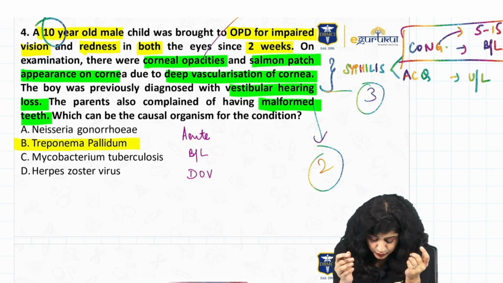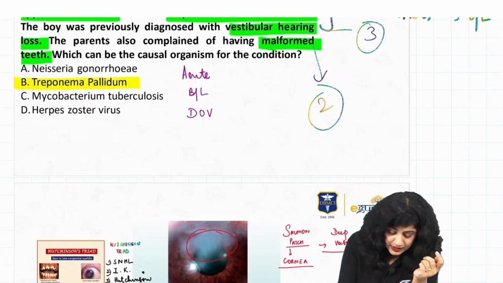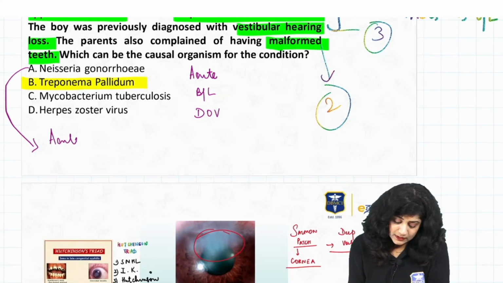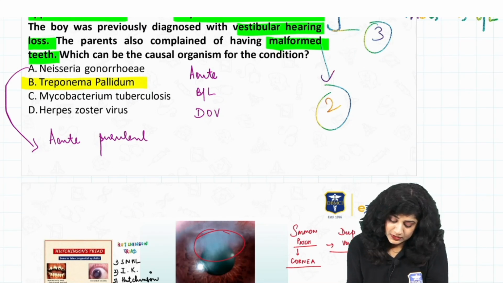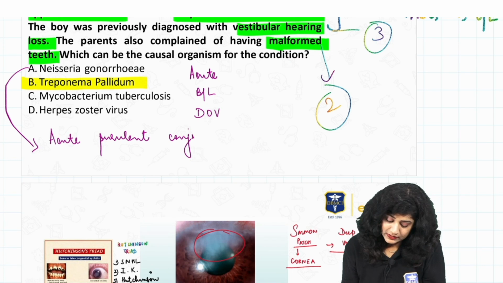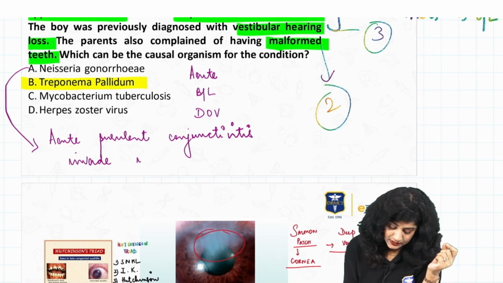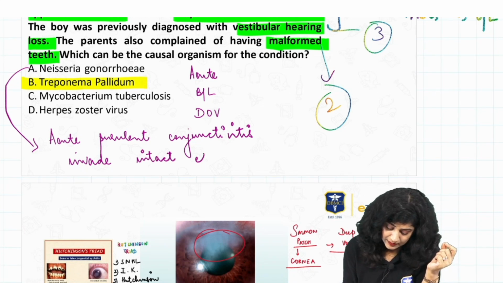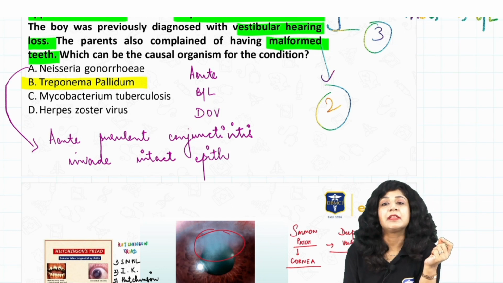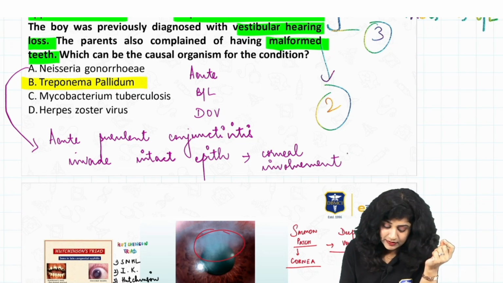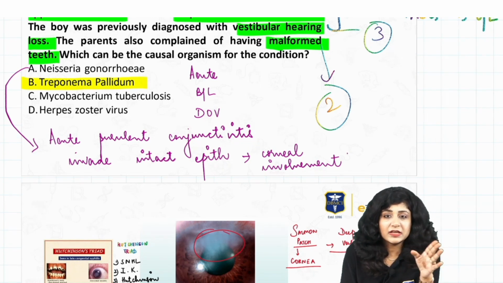Number one is Neisseria gonorrhoeae. This is basically responsible for the acute purulent kind of conjunctivitis, and it is one of the bacteria that can invade the intact epithelium. So, we can also have the corneal involvement here. But we are not having any purulent discharge or any other thing here.